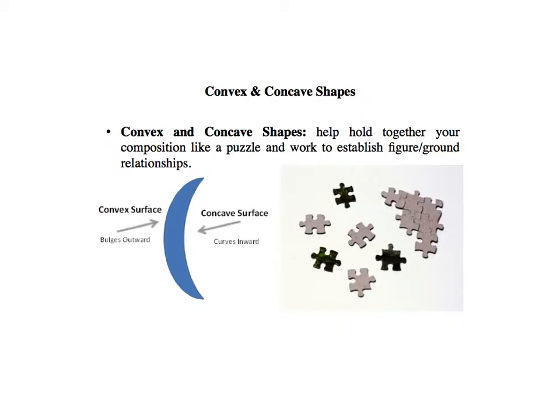Another type of shape is convex versus concave shapes. Convex and concave shapes help hold together compositions like a puzzle. So we see one surface up against another. This is something you're really going to have to think about in this project because your positive shapes will become your negative shapes at a certain point, and how those puzzle pieces come together will be important to a successful composition.